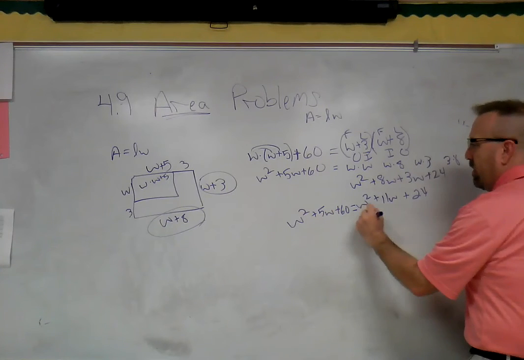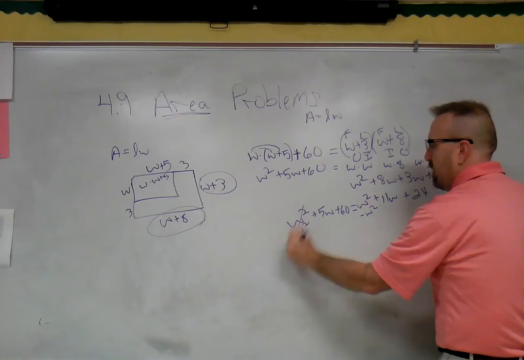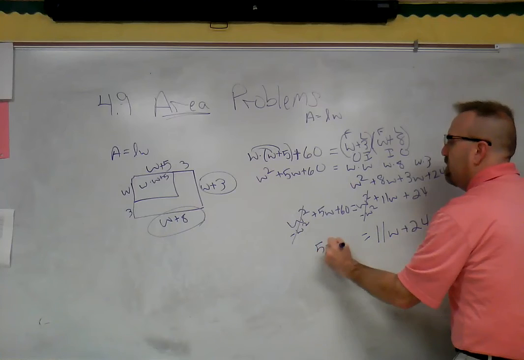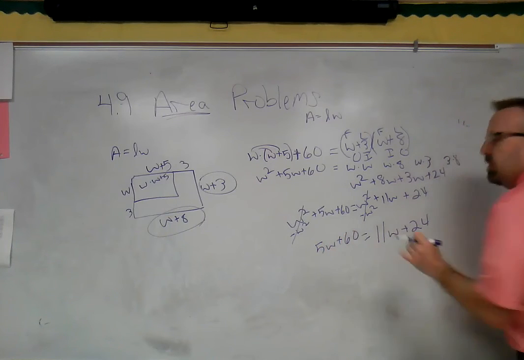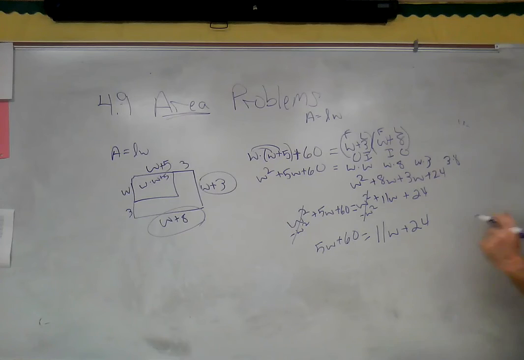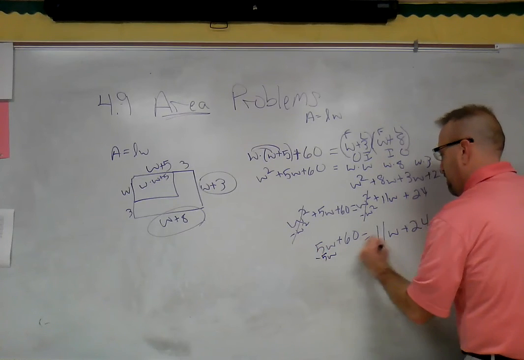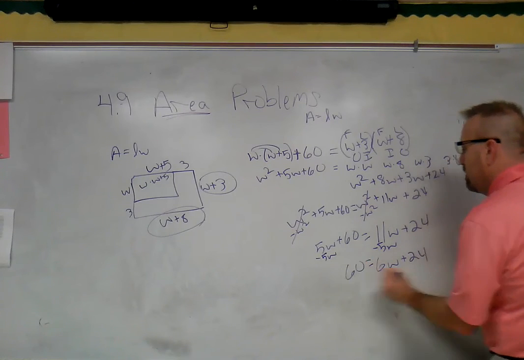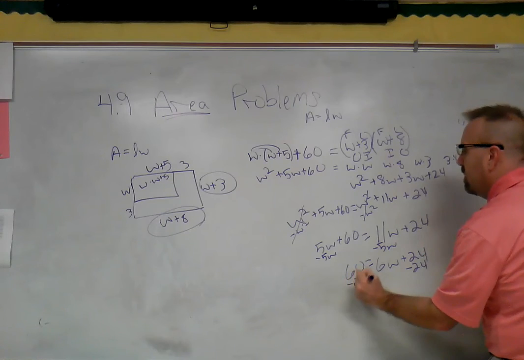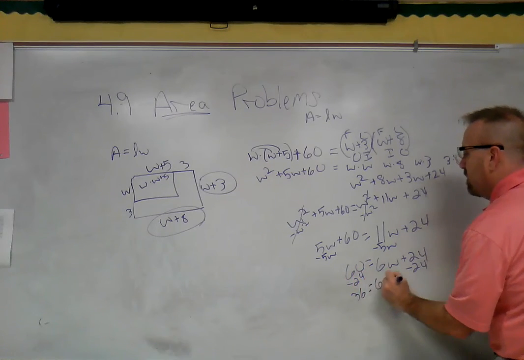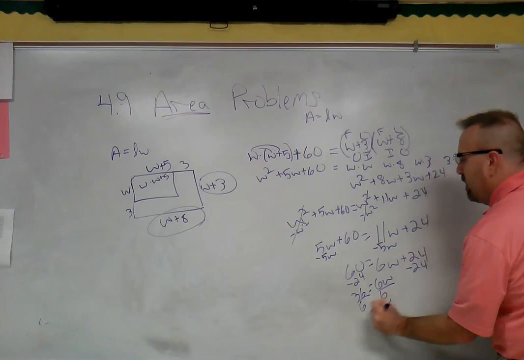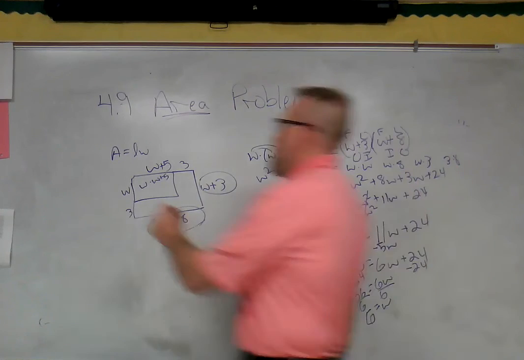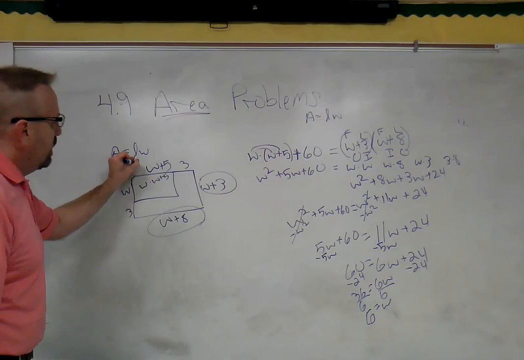So we're going to get rid of our W squareds. Now, if one variable makes it easier, which of these is smaller, 5W or 11W? 5W. So we can get rid of 24, which gives us 36. 6W is 36. So W equals 6. And then the length for the original one would be 11.